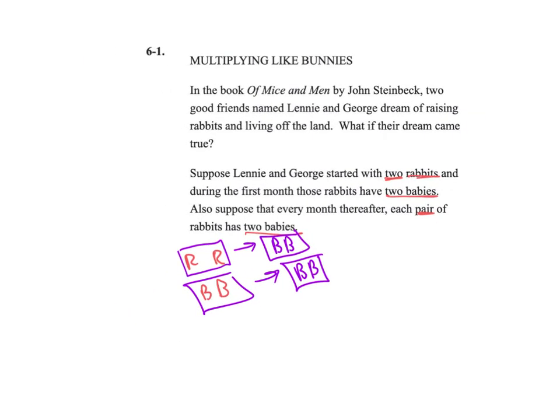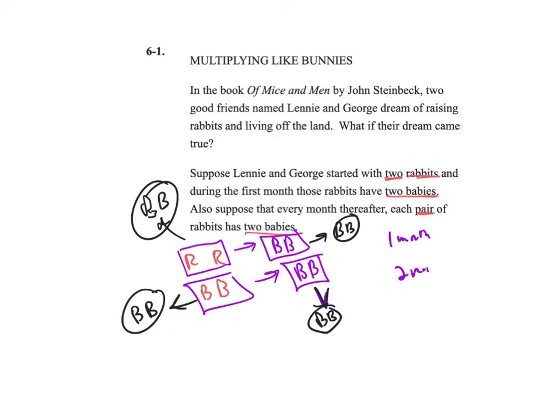Then that's after 1 month. Now after 2 months, each pair of rabbits would have 2 babies. So let's do a different color. Now these 2 rabbits would have 2 babies. These 2 rabbits would have 2 babies. These 2 rabbits would have 2 babies. Sorry, that's a crazy looking bee. And these 2 rabbits would have 2 babies. So that's what it's talking about here.